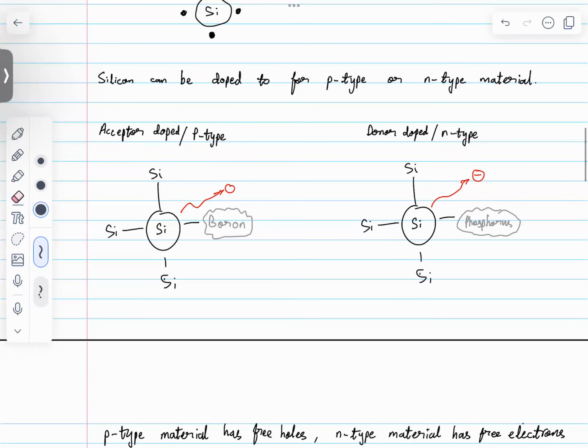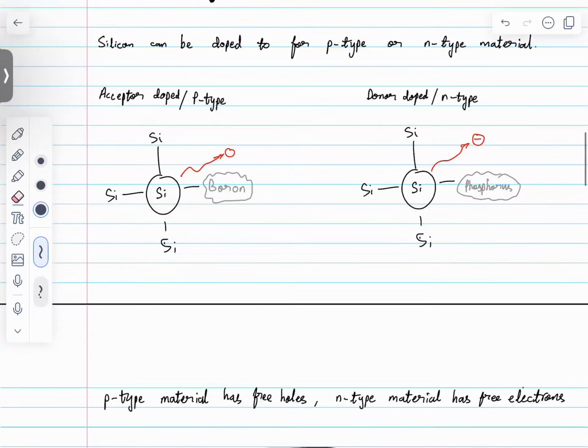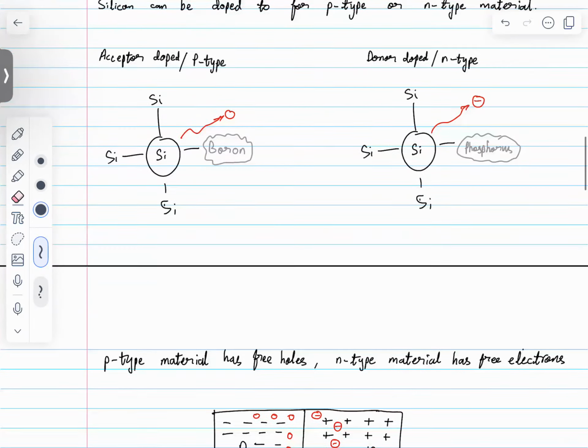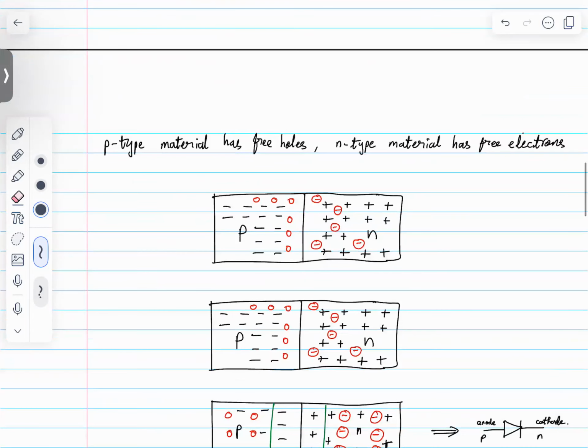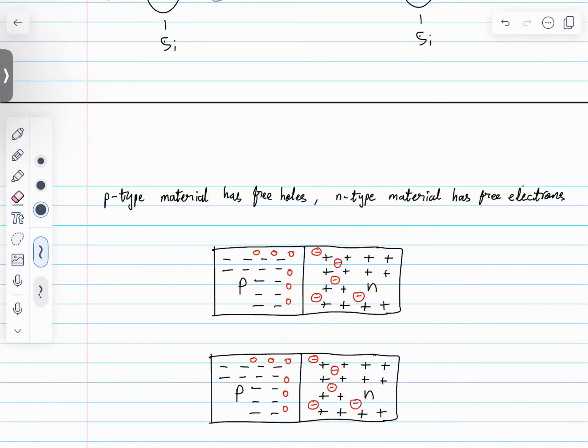So these doping scenarios also have names. The one on the left is called a p-type or an acceptor doped material, and the one on the right is called the n-type or the donor doped material. Okay, so this shouldn't be new knowledge, right? This is something that you would already know. And like I said, p-type material has free holes, and n-type material has free electrons.